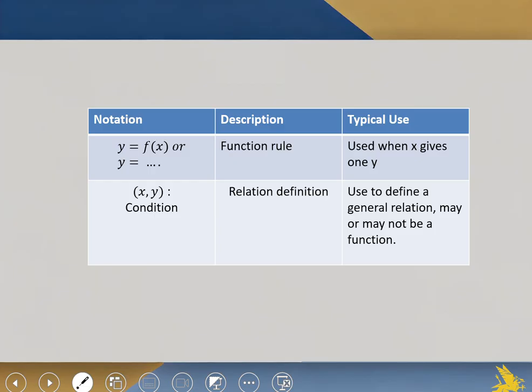So this is just some notation on what we can write. Instead of writing y, we would write f of x if we're naming a function. If it is a relation, then we are going to be writing it as x comma y for a condition.